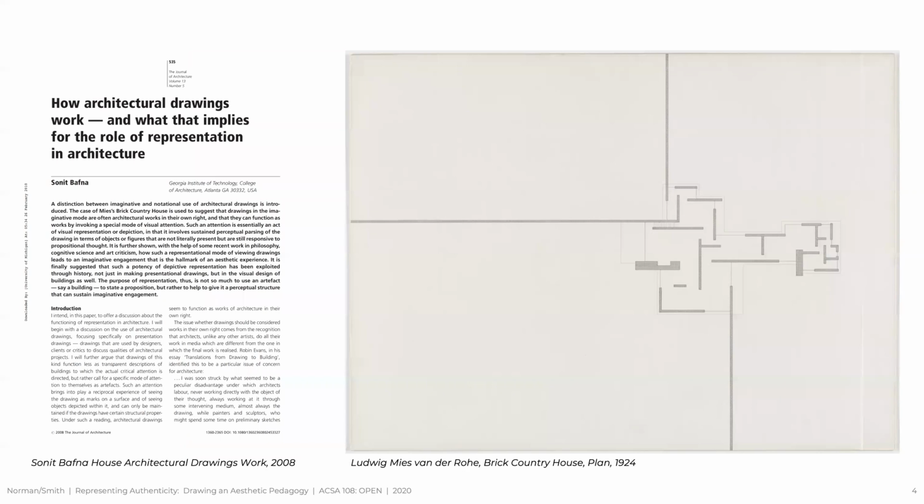In an assigned reading for the class, How Architectural Drawings Work, architecture scholar Sonat Bafna wrote about Goodman's assertions in relation to representation. Bafna questioned some of the distinguishing characteristics within architectural drawings by differentiating 2 general types, notational and imaginative, drawings which specify and drawings which depict, respectively.